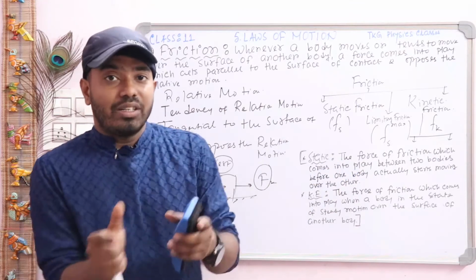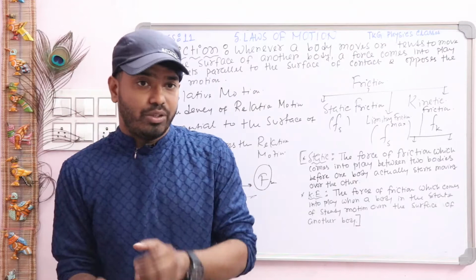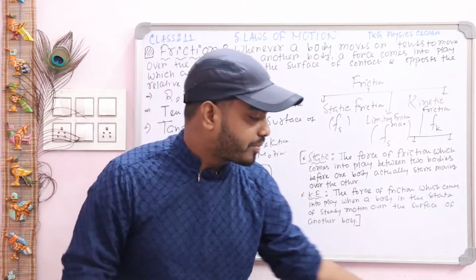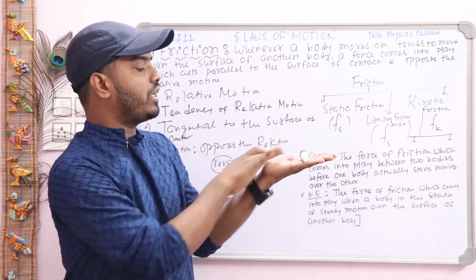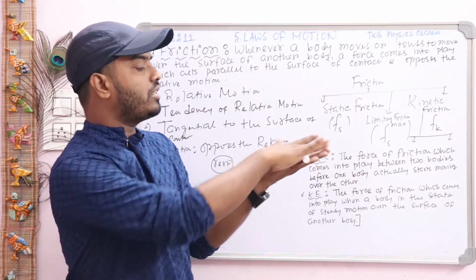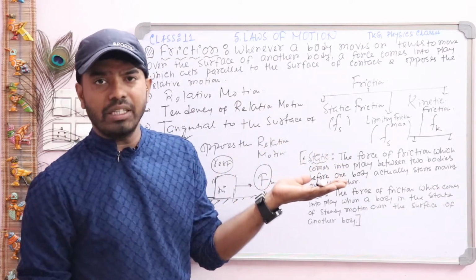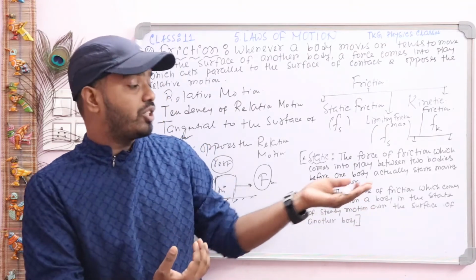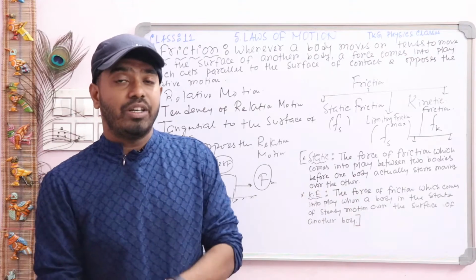Now, what is rolling friction? Rolling friction means when a body rolls over the surface of another body. This is the surface and this body is rolling. You see, this body is rolling. So when this body is rolling this way over the surface of another body, the force of friction which arises in the opposite direction of the motion of that body is named as rolling friction.